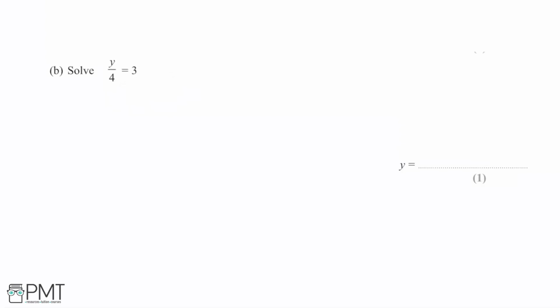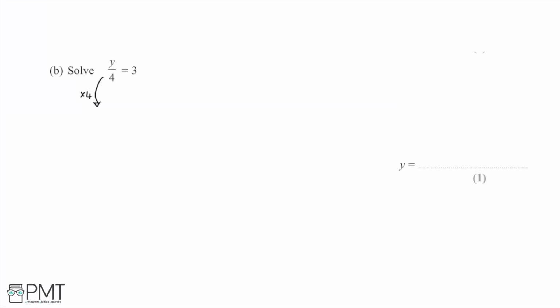Now here we're given a question of a similar form. So I'm asked to solve y over 4 is equal to 3. So I want this in terms of y. So y is going to be equal to some number. Now if we have y over 4 is equal to 3, we're dividing y by 4 and then that's equal to 3. So in order to get this answer in terms of just y, if we were to multiply both sides of this equation by 4, we're going to get an answer where y is equal to something.